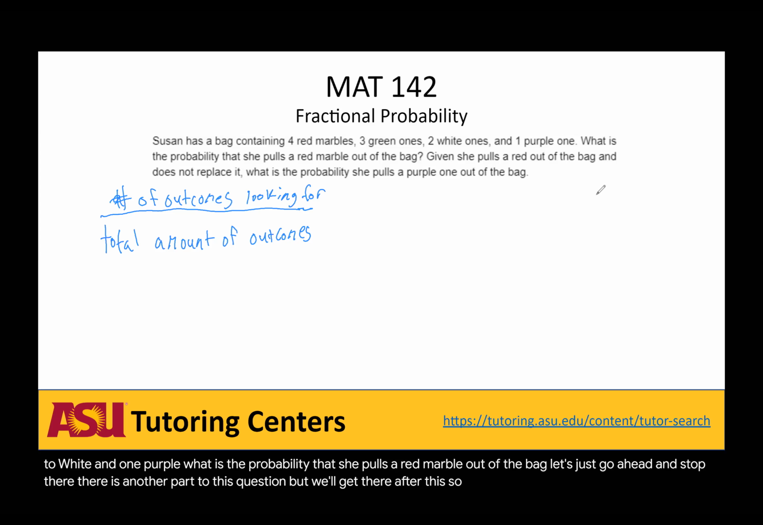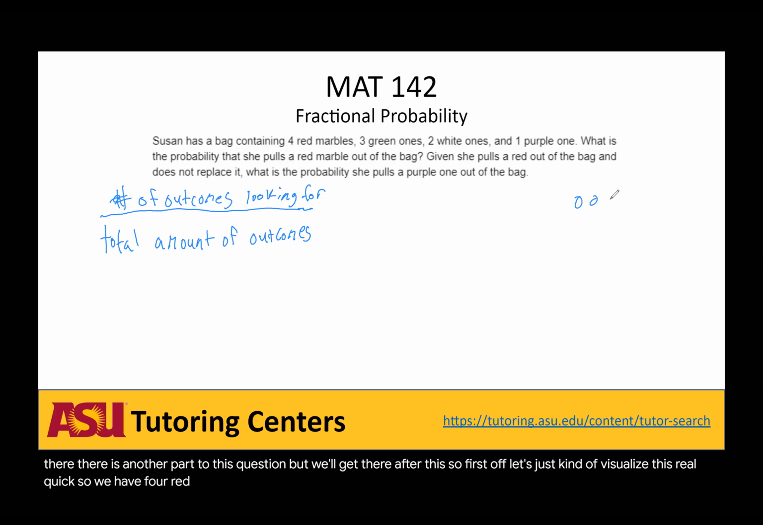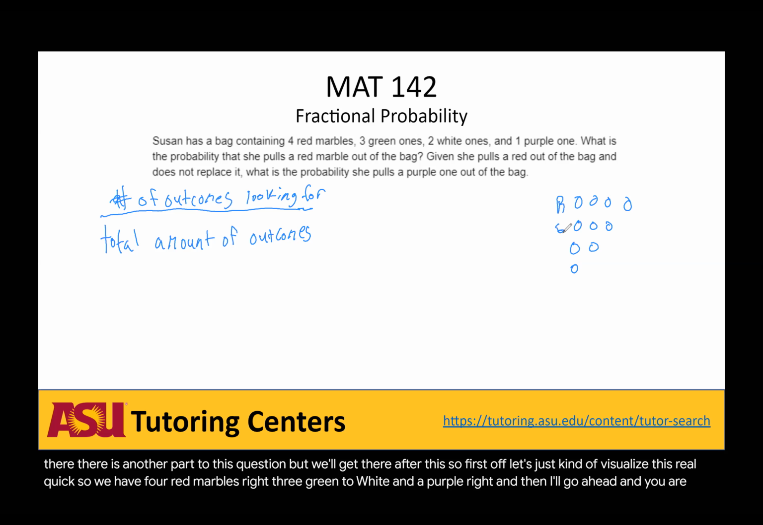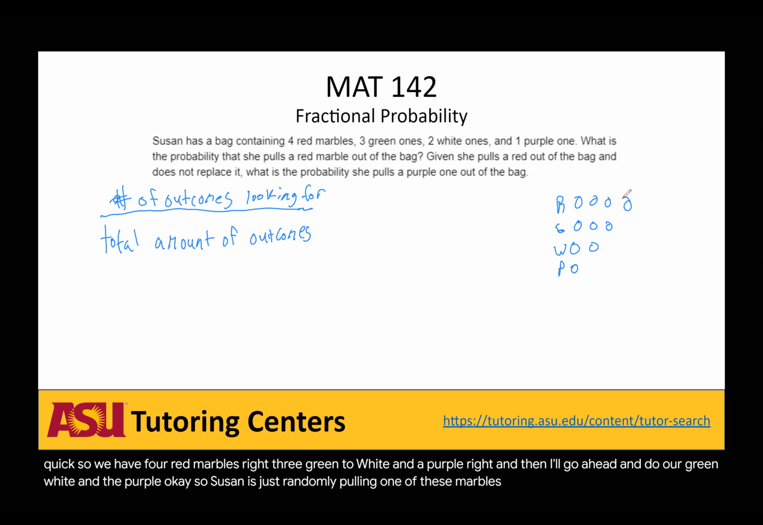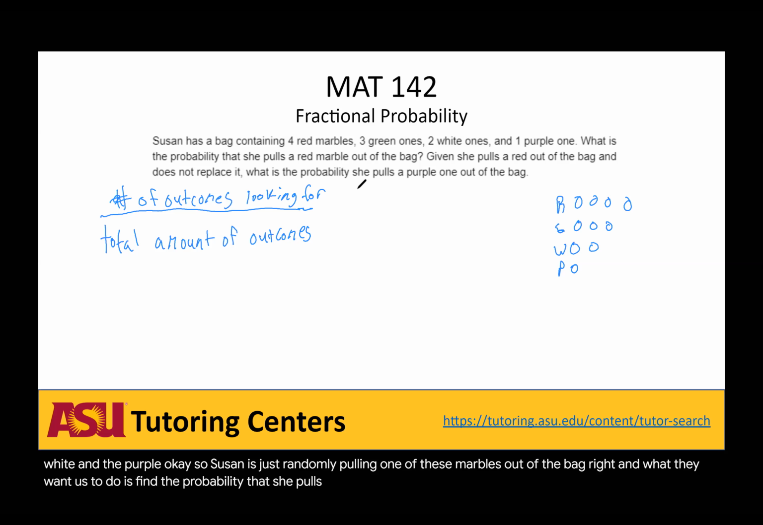So first off, let's visualize this real quick. We have 4 red marbles, 3 green, 2 white, and a purple. Susan is just randomly pulling one of these marbles out of the bag, and what they want us to do is find the probability that she pulls a red marble.